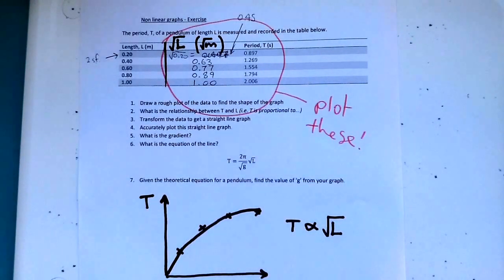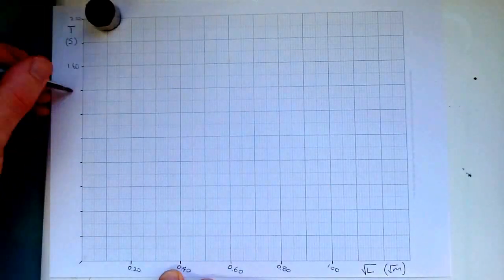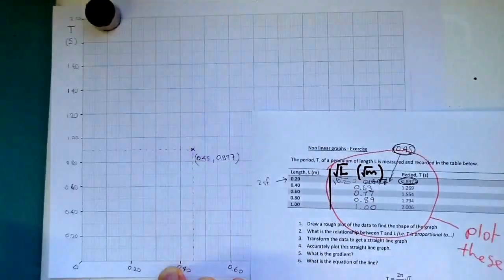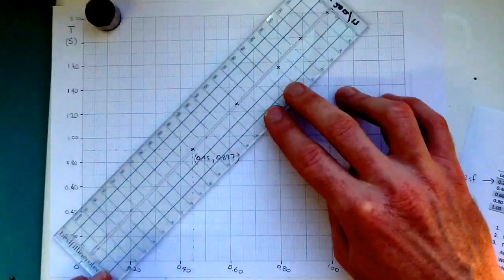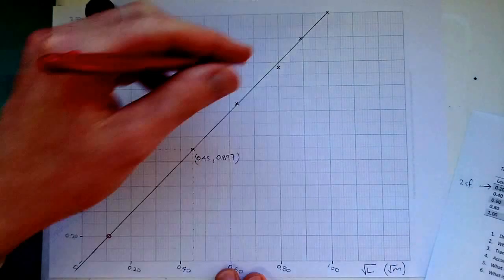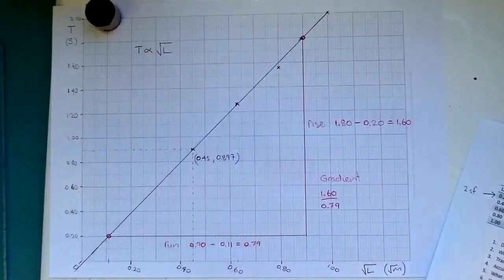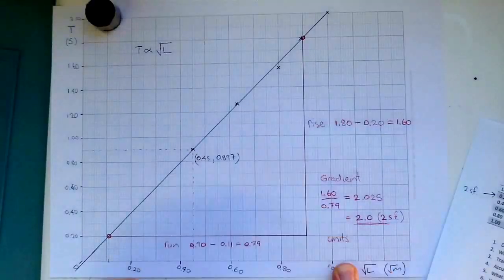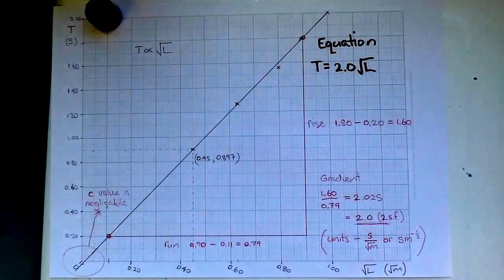Period is going to go on the y-axis, square root of length is going to go on the x-axis. I plot my period values and my square root L values, and I get a nice straight line. I draw a line of best fit with my ruler, and I measure the gradient. My final equation is going to be period is equal to the gradient multiplied by square root of length.